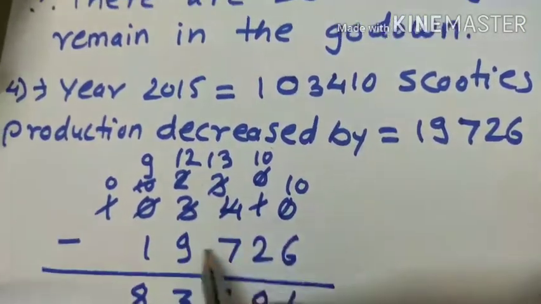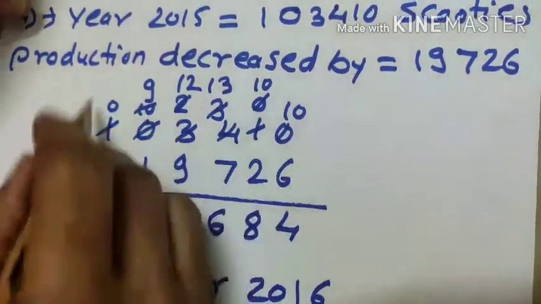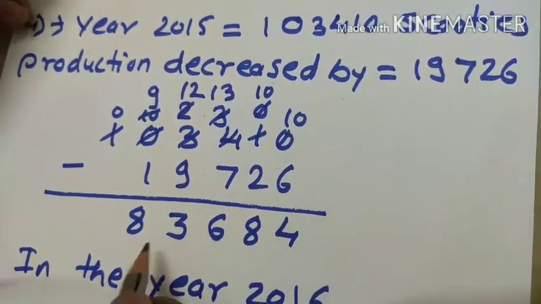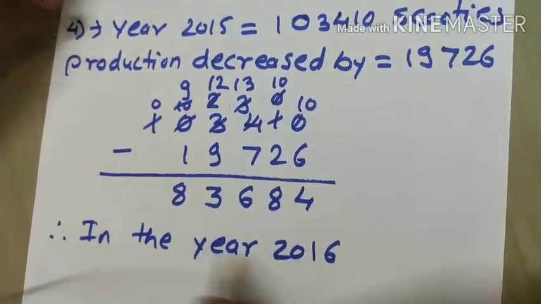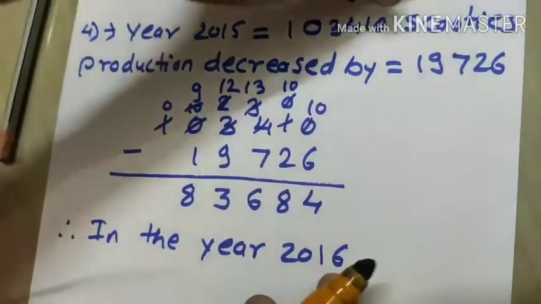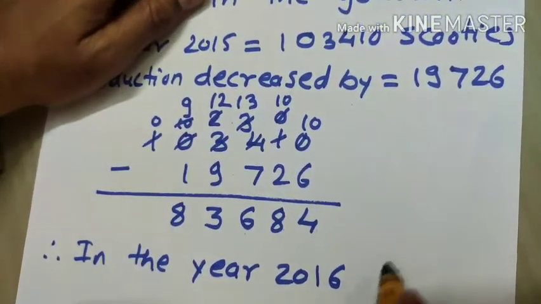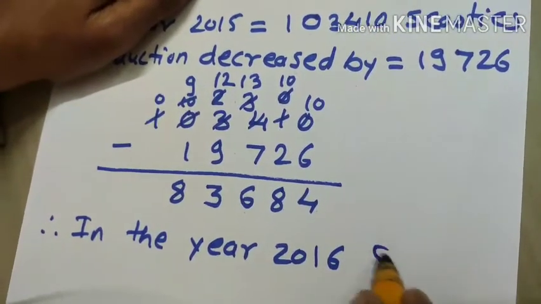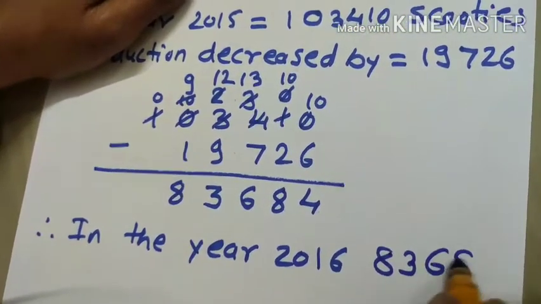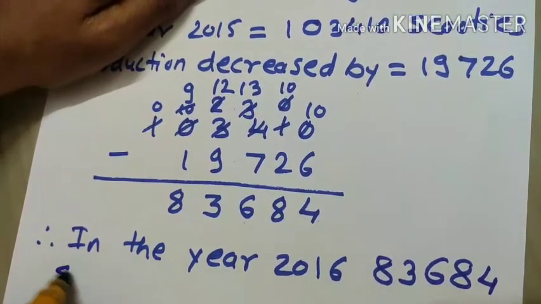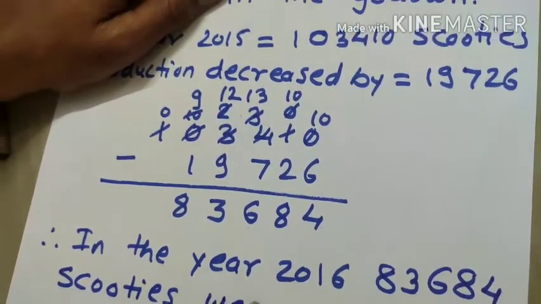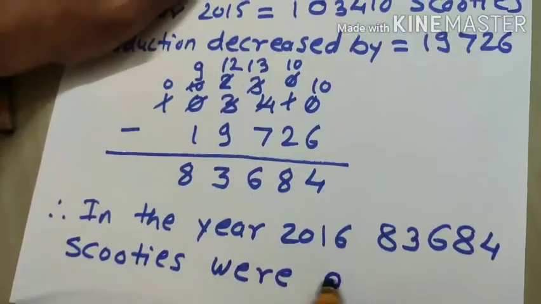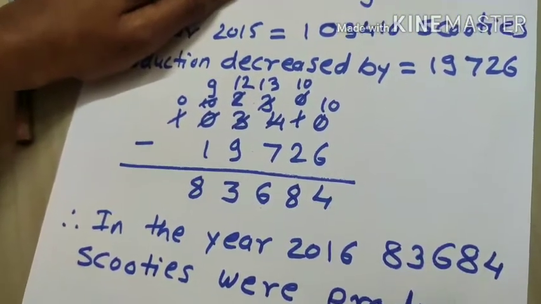Do the subtraction. By doing subtraction with borrowing, you will get the answer 83,684. So you have to write the statement, in the year 2016, 83,684 scooties were produced. Okay.